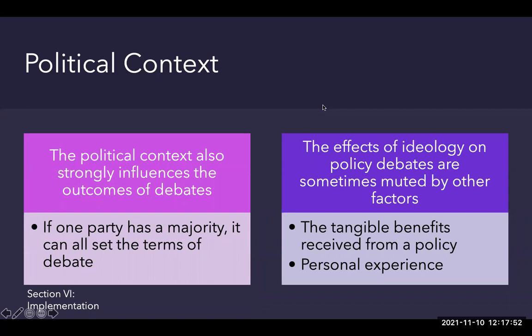With the political context, for example, during the Trump administration, the majority party, including the president, came more from a conservative ideology. In this case, that political context greatly influenced many of the immigration debates, which would be more against immigrants. So that would be the tone that was set for the majority of the debates during the Trump administration.